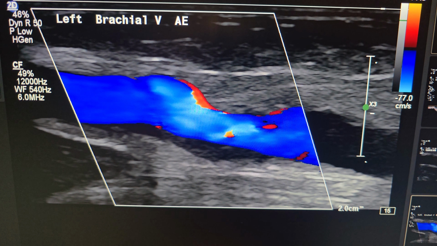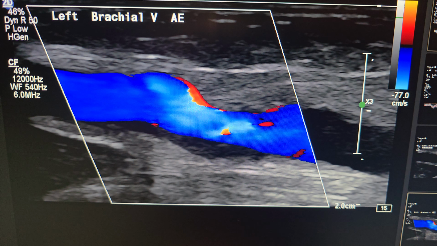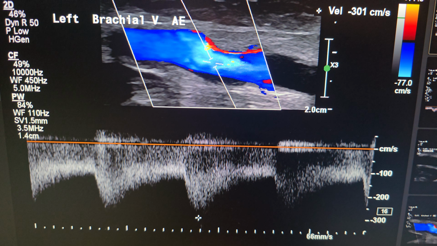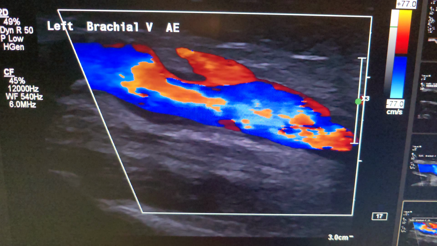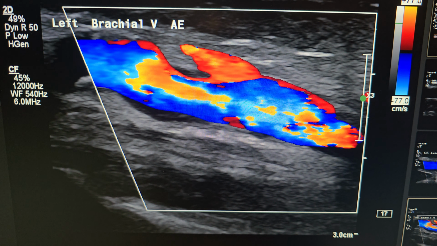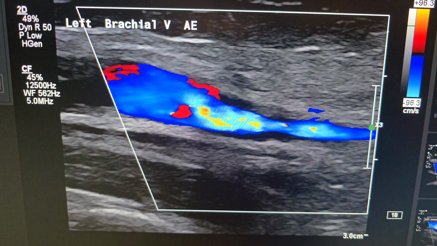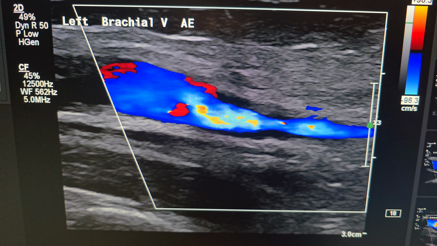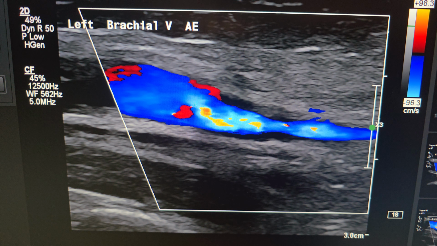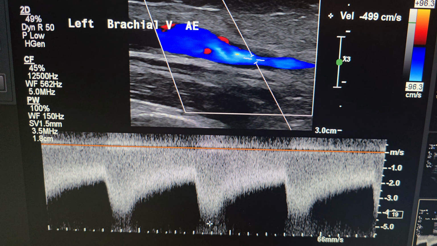When we follow the brachial vein by color, we can see that the vein seems to be diseased. The velocity is high. We keep following the brachial vein, and we have aliasing. So we have a long segment of the brachial vein just after the venous anastomosis. The brachial vein is diseased and narrow.